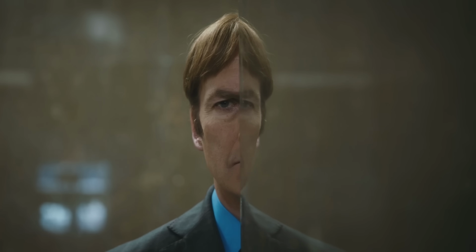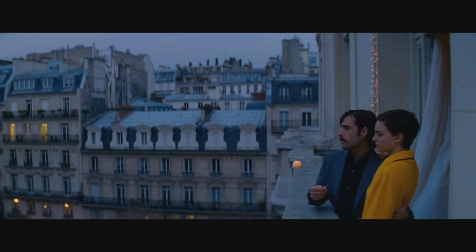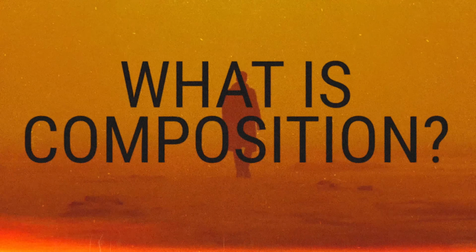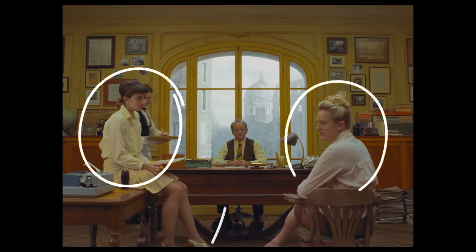I'll show you 7 cinematic composition techniques used by some of the best Hollywood filmmakers. These are things you can start applying to your own work right now and bring a whole new level of creativity to your filmmaking. Composition is the way elements of a scene are arranged within the camera frame.